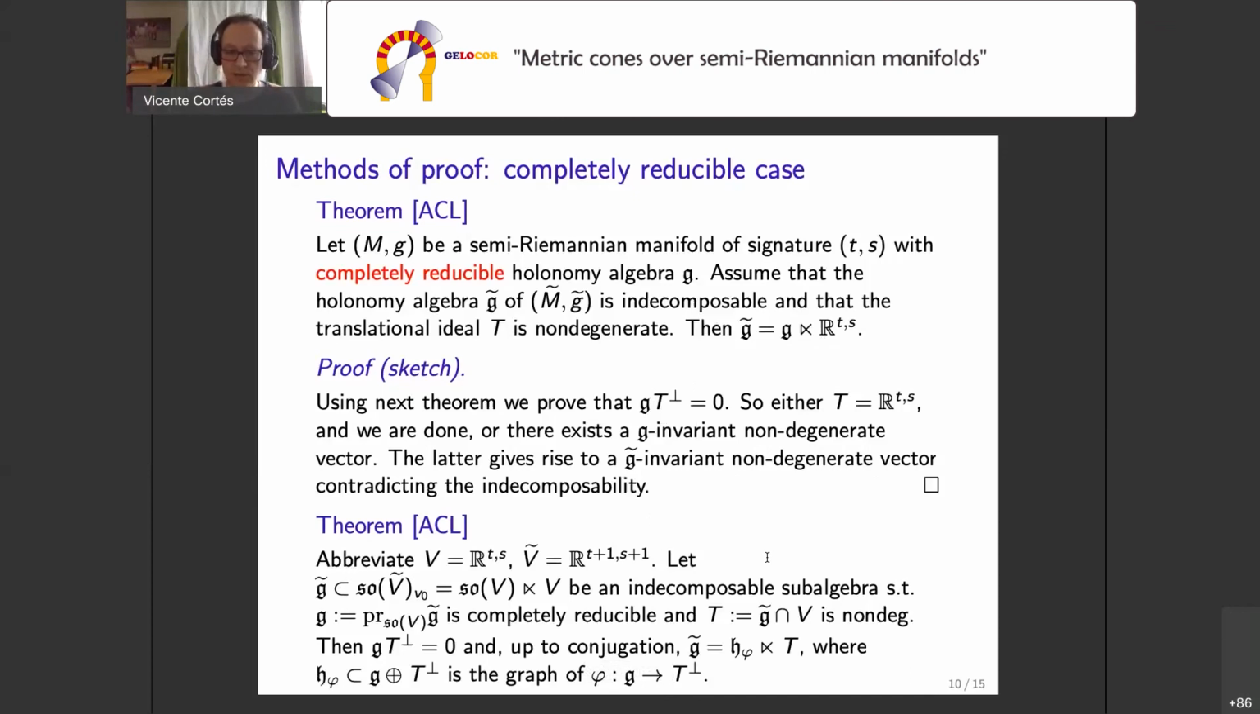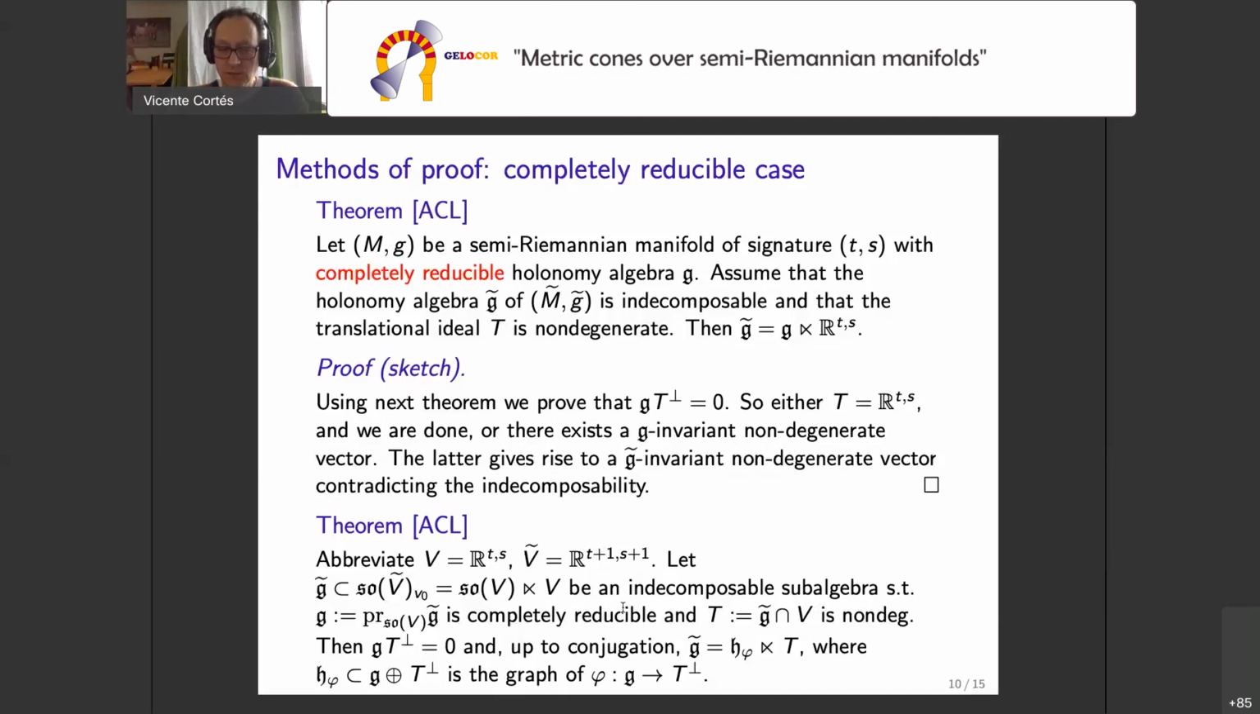So I abbreviate a little bit to shorten the notation. We denote V as R^{t,s} and V tilde as R^{t+1,s+1}. Then we consider an indecomposable subalgebra of the stabilizer of a null vector, which we call G tilde, such that the projection onto the linear part is G, and such that this G acts completely reducibly, and such that the translational ideal, the intersection of G tilde with V, is non-degenerate. So exactly the assumptions which we made above.